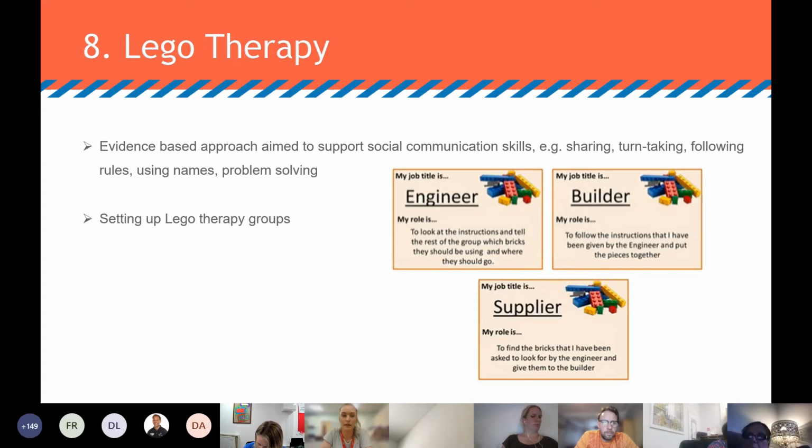The eighth session will be on Lego therapy. It's an evidence-based approach aimed to support social communication skills: sharing, turn-taking, following rules, using names, and problem solving. We'll be going through how you can set up Lego groups for learners who will benefit in your classes. It's a really enjoyable short group activity that lots of learners really enjoy and engage with.